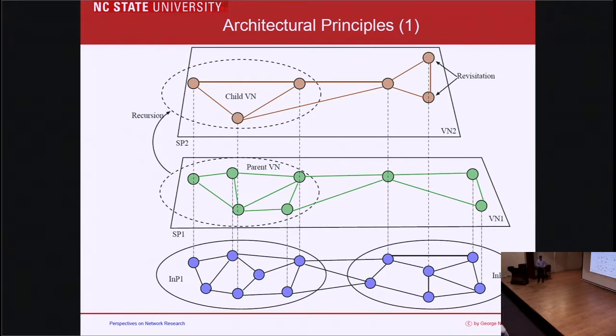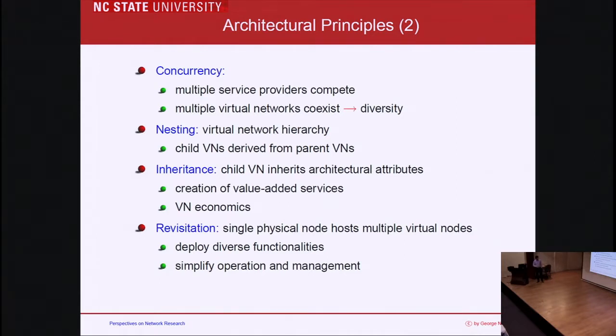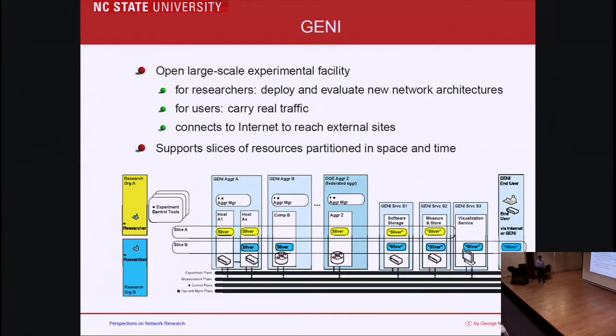another user. And so, as you can see here, you can have multiple virtual networks that operate with each other. And so there are interesting things that you can do. So you have concurrency, multiple service providers. You have nesting, where you have child virtual networks that are derived from parent virtual networks. You have inheritance, which is very similar to the object-oriented language idea of inheritance, okay, and so on. Right? So you have all these really nice properties.